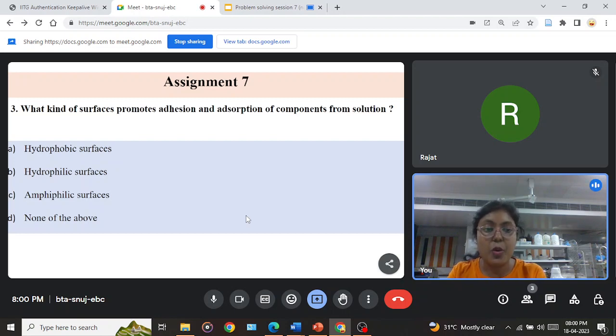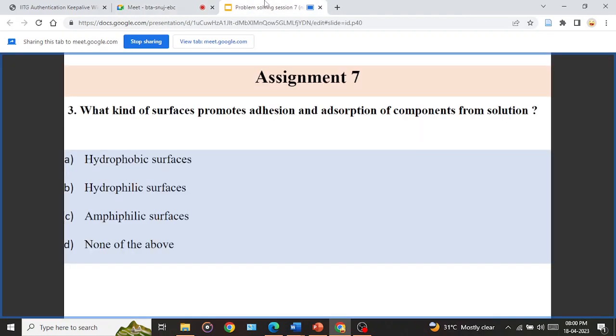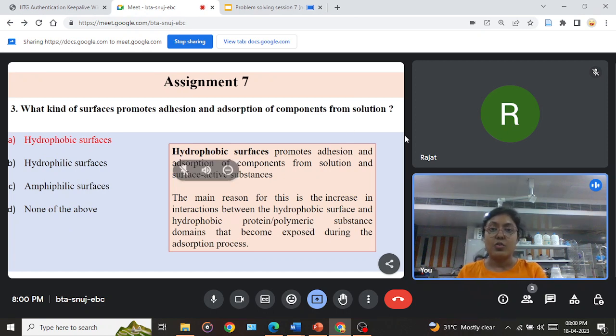Okay, so the correct answer would be option A, that is hydrophobic surfaces. So why hydrophobic surfaces? The main reason for this is that there is an increase in the interaction between the hydrophobic surface and the hydrophobic protein or polymeric substance domain that become exposed during the adsorption process. So basically hydrophobicity is increased and helps in the attachment of these proteins and polymeric substances from the solution to get adhered onto the surfaces.